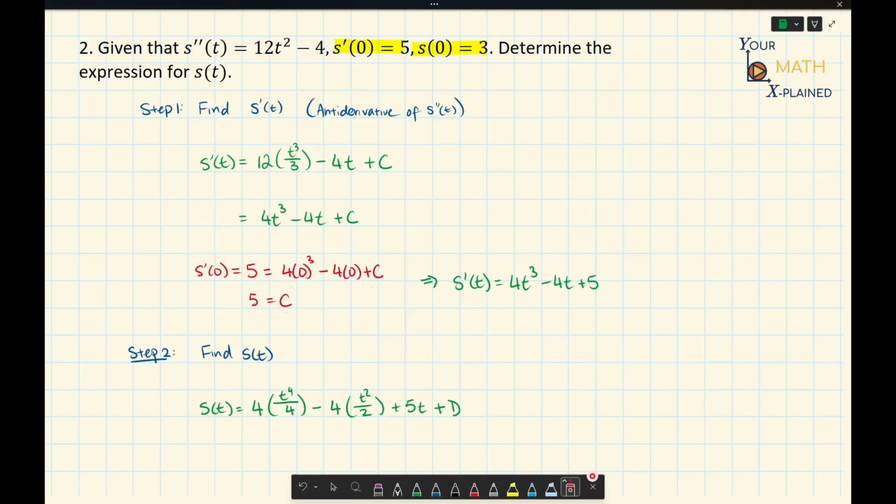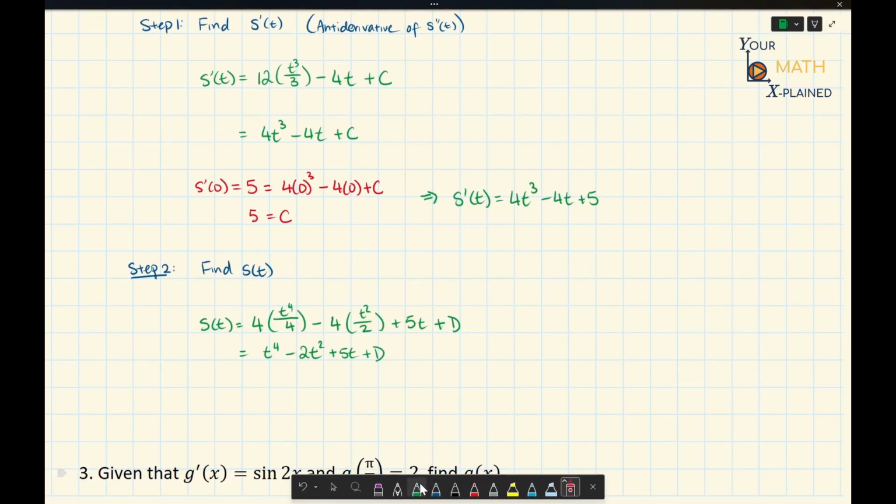And here I'm using a different letter to signify that it's a different constant. So it's not going to be 5, it's going to be another constant that we'll have to calculate. Again, simplifying this is going to give us t to the power of 4 minus 2t squared plus 5t plus d. And now we can go ahead and use this piece of information to calculate d.